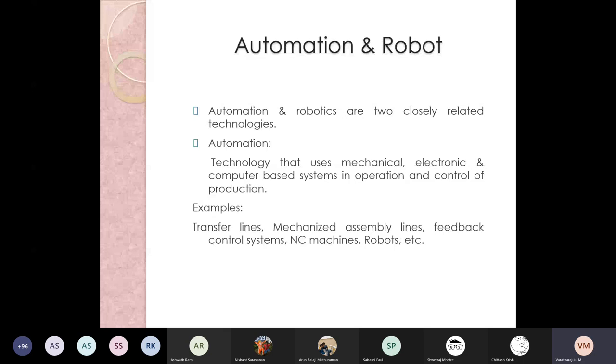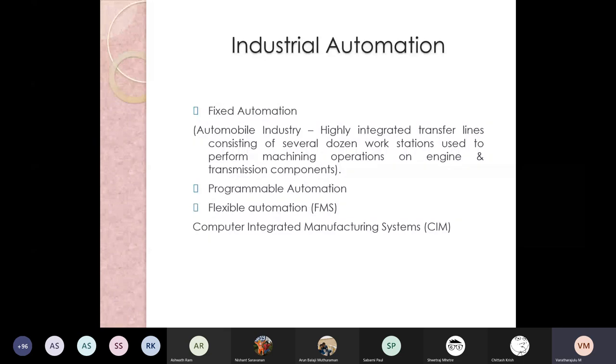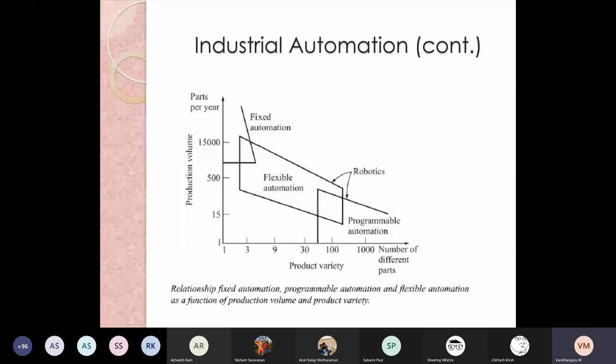Concerning fixed automation, it is used when the volume of production is very high, and it is appropriate to design special equipment to process the product. When the production rate is high, we apply fixed automation. A good example of automation can be found in the automobile industry. To perform the dozens of operations, we depend on fixed automation.